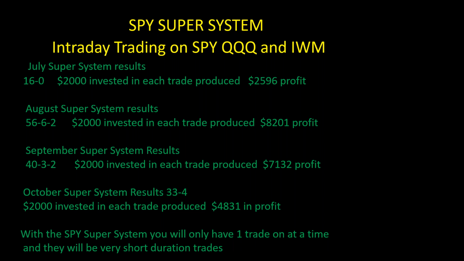So if you can't be in the room all day, let's say you sign up for a subscription to the room, but you can only come in there maybe from 10 to 11 on one day or 2 to 3, you're still going to be able to get the trades that we take through your alert service, but you're also going to be able to take some of these SPY super system trades for the time that you're in the room. All right, so that's a big benefit as well.